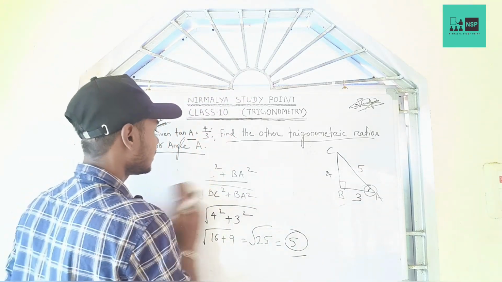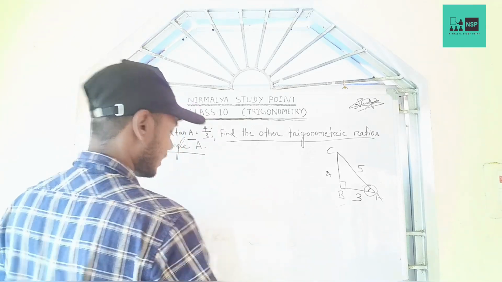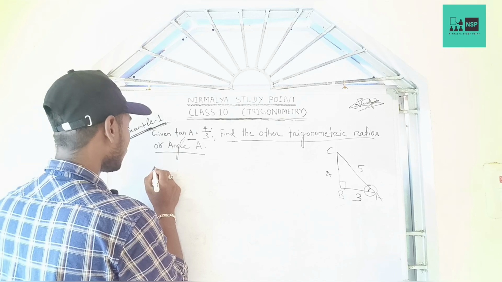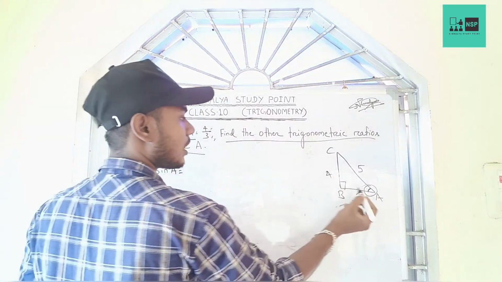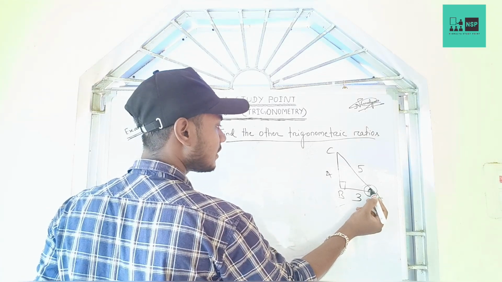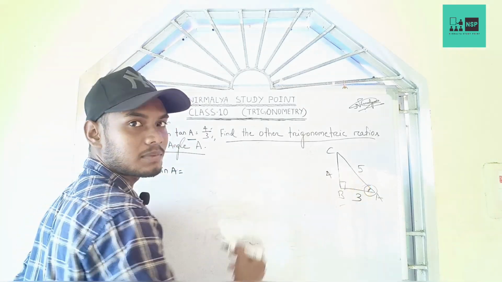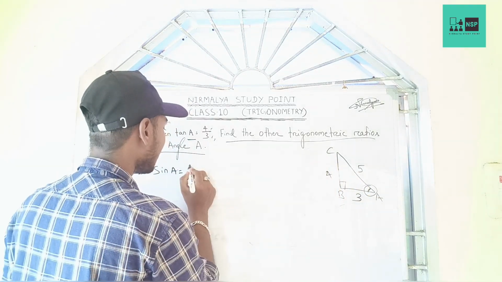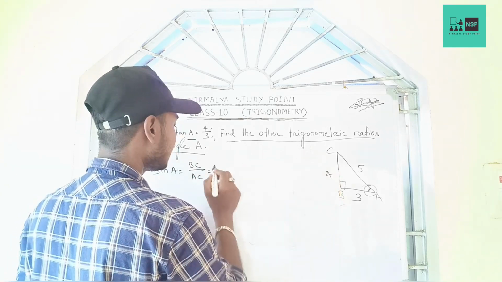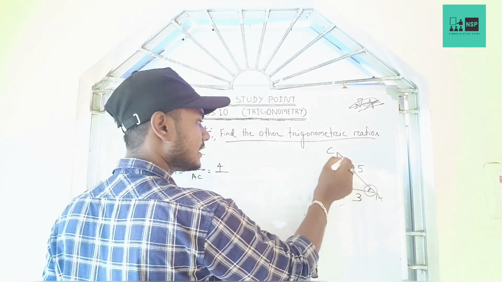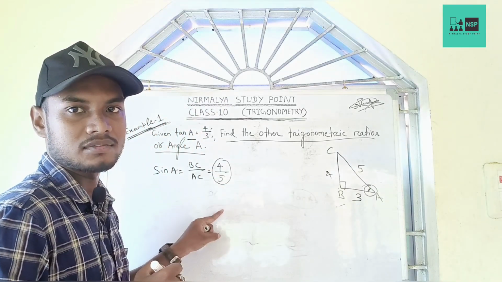Now we can find out all the ratios. How? Let us see. As we know, sin theta is equal to perpendicular by hypotenuse. So here BC by AC. BC is 4 and AC is 5. So the value of sin A is equal to 4 by 5 here.